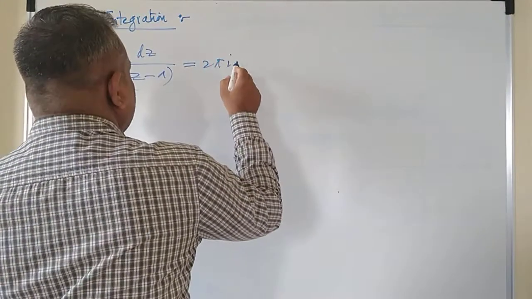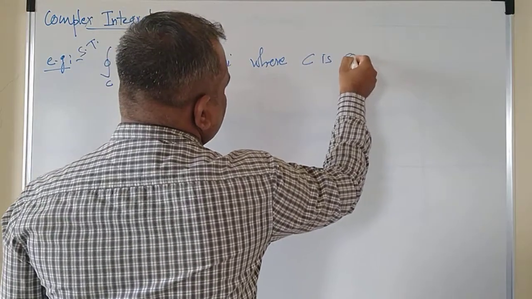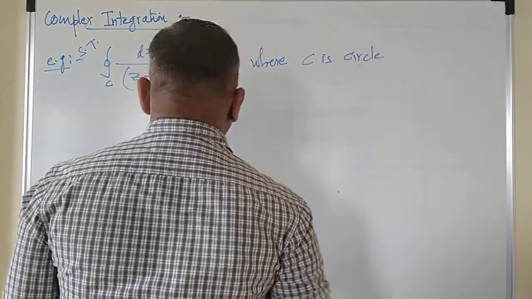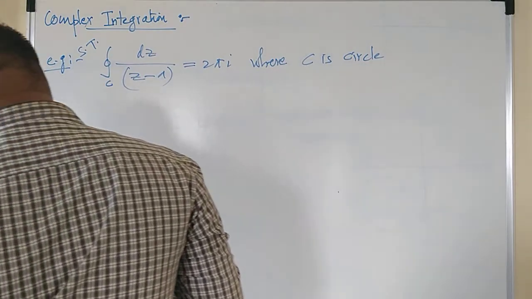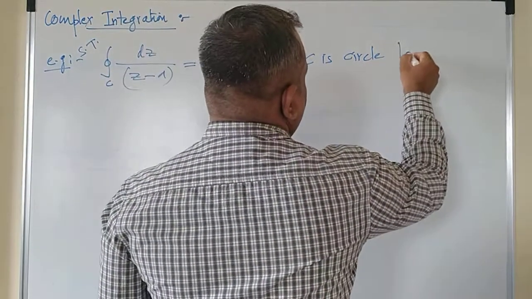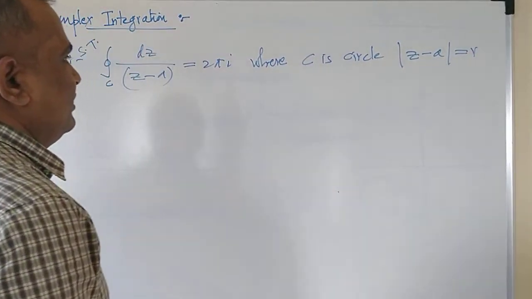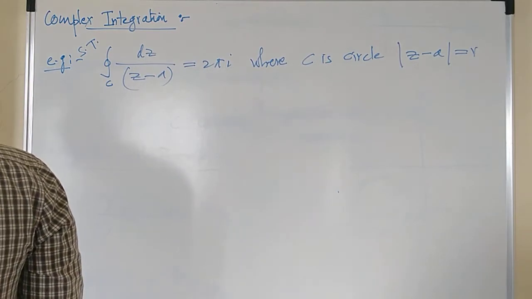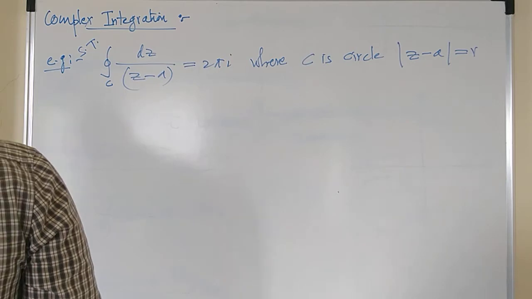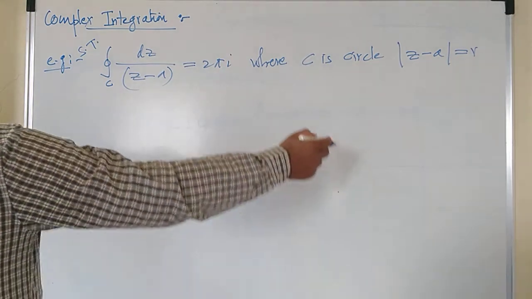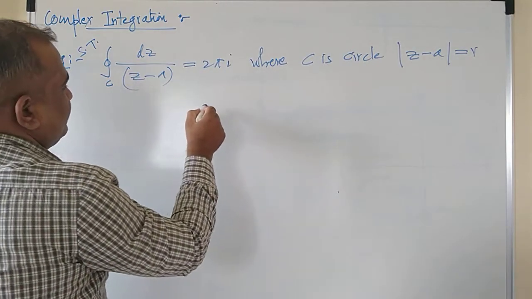where C is the circle, it is given in the problem. C is the circle, mod of z minus a is equals to r. This is the equation of the contour which is provided to you in the problem, and from the given information, you can find out what is the center.